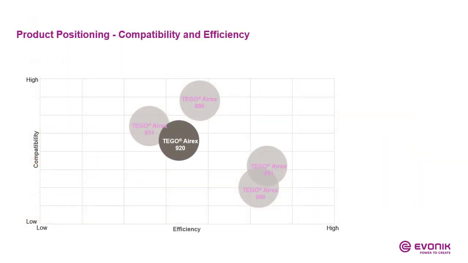Now, in this compatibility and efficiency graph, we will position TEGO Airex 920 in the middle. It is not as efficient as the formerly presented TEGO Airex 900, but is highly compatible in UV coating systems.